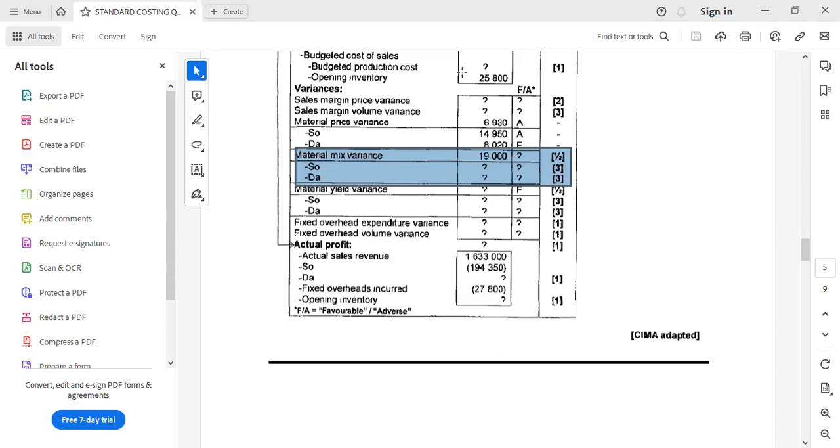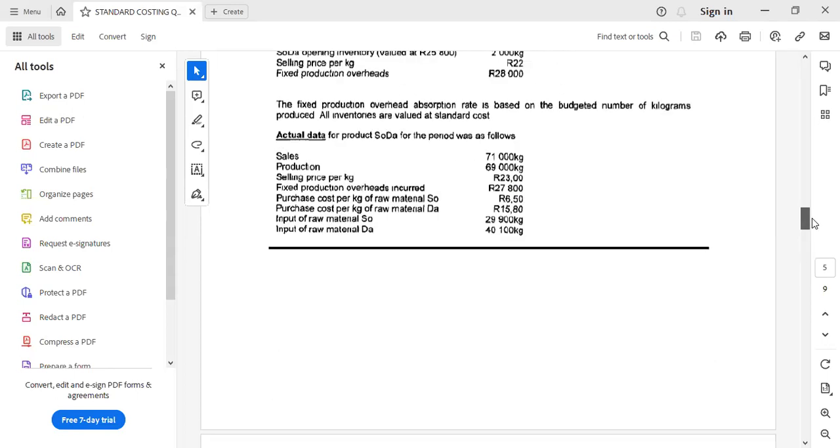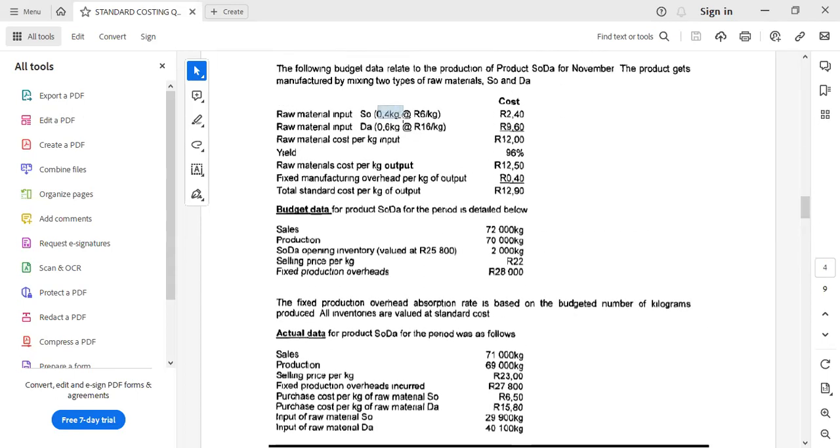There is a recipe which determines the standard that, okay, when we produce 1 unit of soda, it should have 0.4 kgs of so and 0.6 kgs of da for us to make 1 kg of soda. Is that right? For us to make a kg of soda, we need 0.4 kgs of so, 0.6 kgs of da. But now we can say that in the production process, maybe they were using 0.5 kgs of so and 0.5 kgs of da, then there's a material mix variance. So it is a variance that arises because the proportions of the raw materials that were actually used were different from what we had planned.